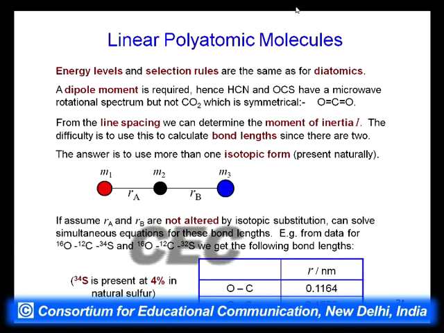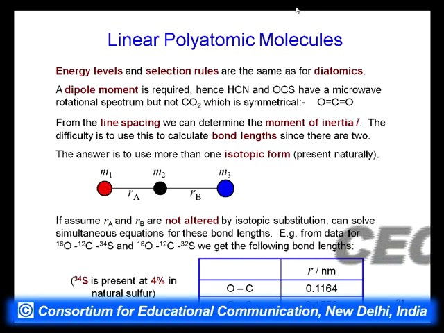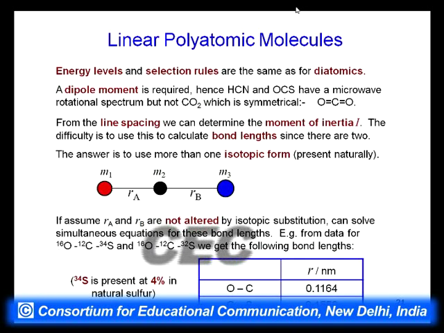Now how this is solved is that you take another molecule of OCS with some isotopic substitution. Instead of oxygen you can have oxygen 17, for carbon you can substitute with carbon 13 or sulfur 32 by 34, any one of these, and you get another value of B, and now you have two equations and two unknowns. You can find out both RA and RB.